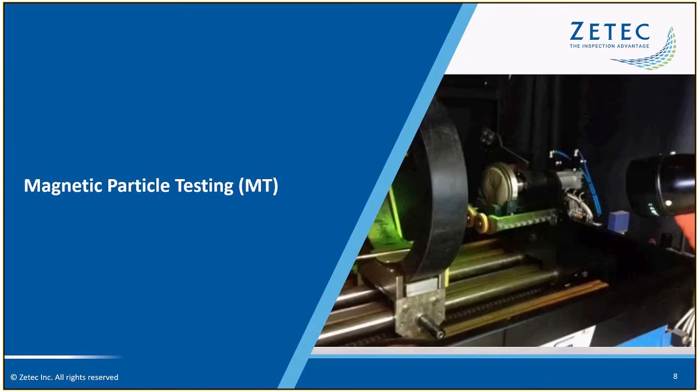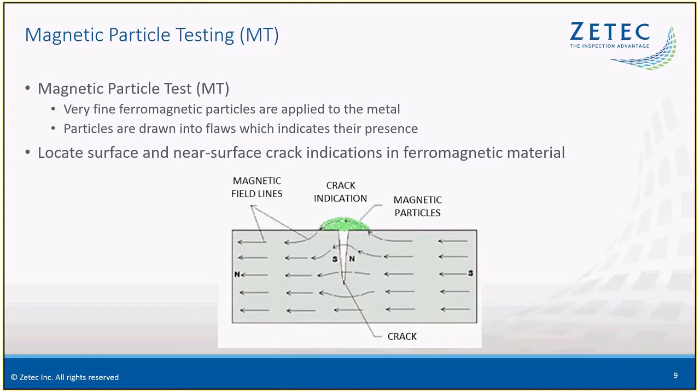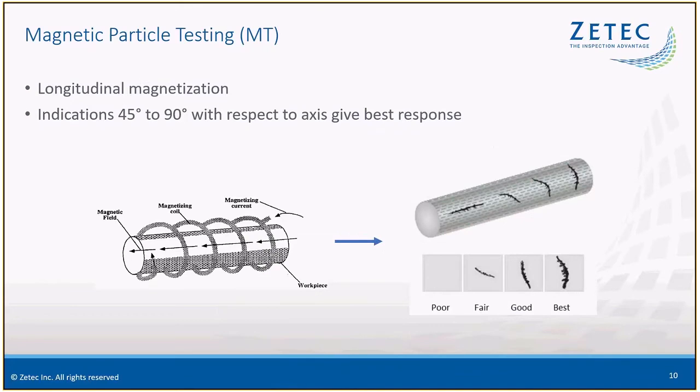So for magnetic particle testing, you're taking very fine particles and applying them onto the metal, and you're using electromagnetic current to create an indication around cracks, because the current has to flow around those cracks, and the ferromagnetic particles get drawn to that current. They create little fields, and that's what you're looking at for indications. So you have to do this in a couple different ways.